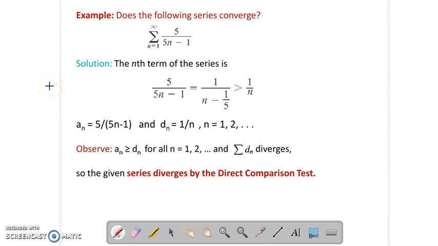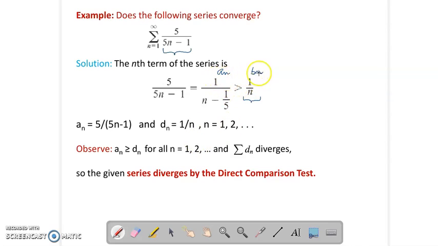Let's see with an example how the direct comparison test works. Does the following series converge? Summation n going from 1 to infinity 5 upon 5n minus 1. So the nth term of this series is 5 upon 5n minus 1, which can be written as 1 upon n minus 1 by 5. So basically this is our an. And you see that this is always greater than 1 by n. So call this bn.